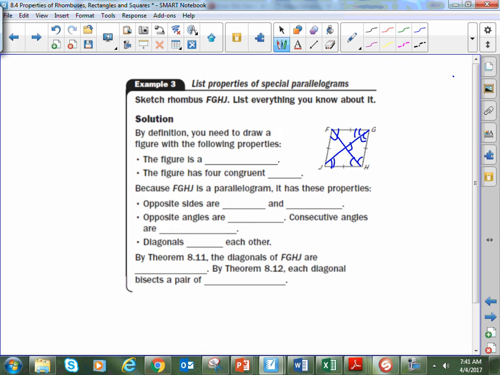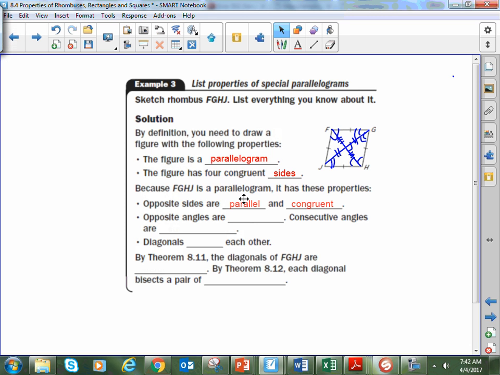We could also say that this segment and this segment are the same, and this segment and this segment are the same, because it is a parallelogram, so the diagonals must bisect each other as well. So there's a lot of information that we can cram into that little diagram. Let's go ahead and start filling in the blanks here. We know the figure is a parallelogram, so therefore it has to have four congruent sides, which we've done.